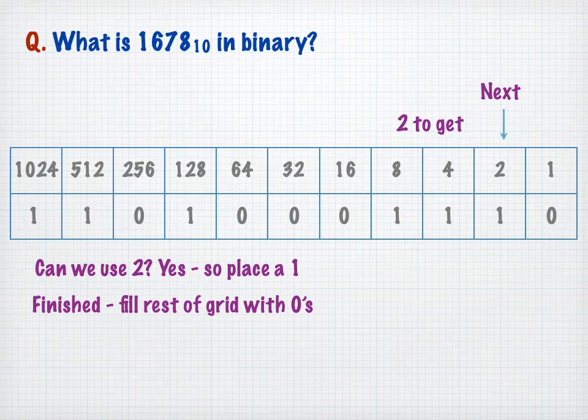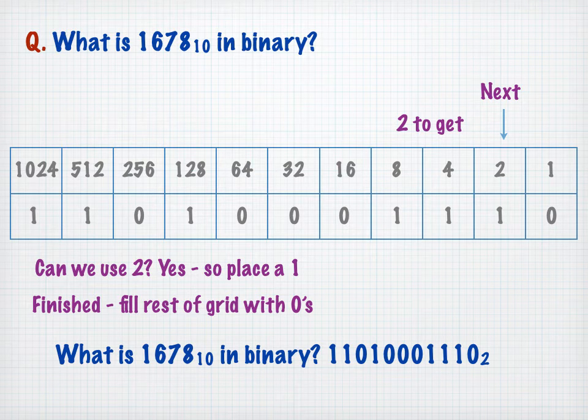We can actually make up that 1678 by using 1024, 512, 128, an 8, a 4 and a 2. And so what we've actually done is we've found the binary pattern that corresponds to that base 10 number, just like that. And notice how I'm indicating the base by using the number in subscript here. So 1678 base 10 is 110100011110 in base 2.